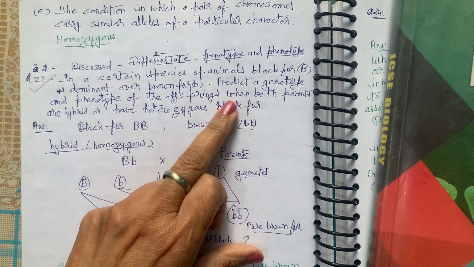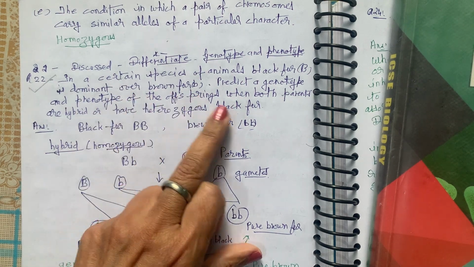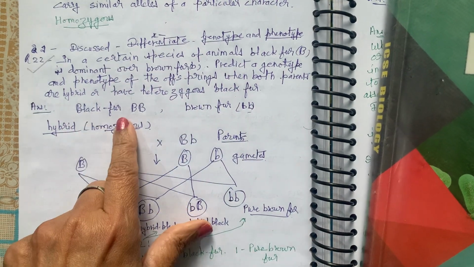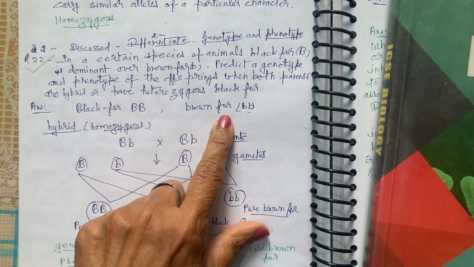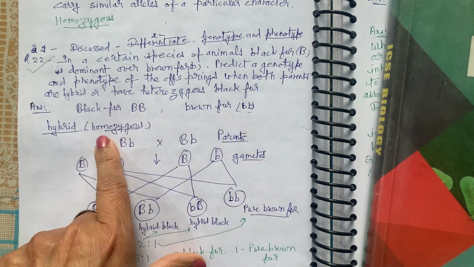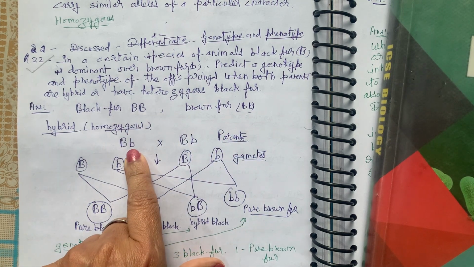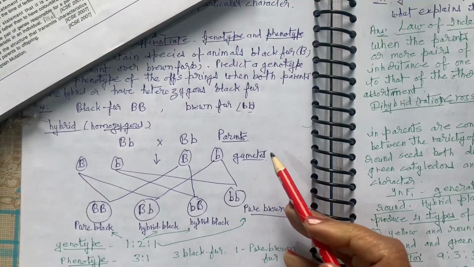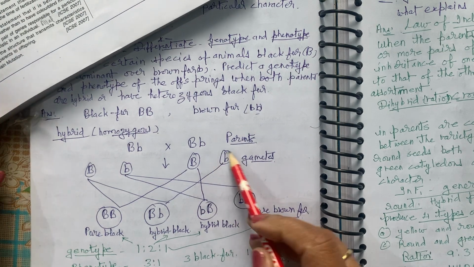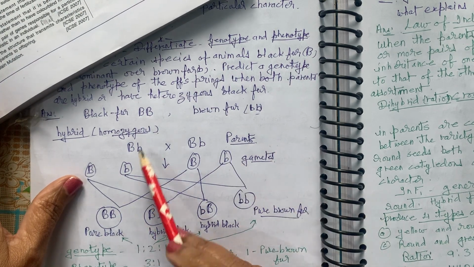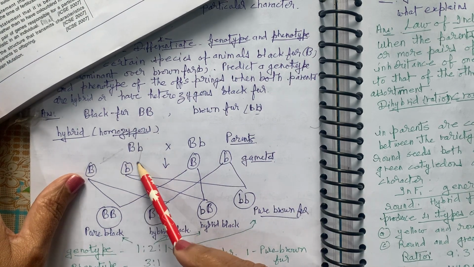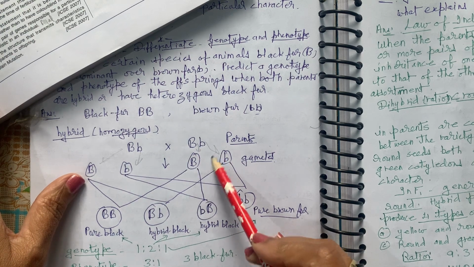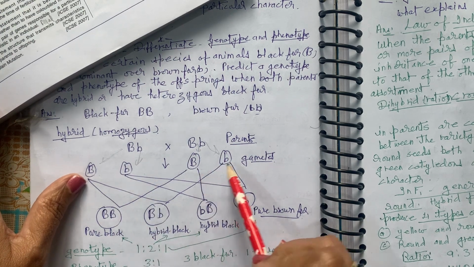In a certain species of animal, black fur is dominant over brown fur. Predict the genotype. Black fur is capital B, brown fur is small b. In the hybrid, it will be capital B, small b, crossed with capital B and small b. These are the parents. The gametes formed here are capital B, small b, capital B, small b.